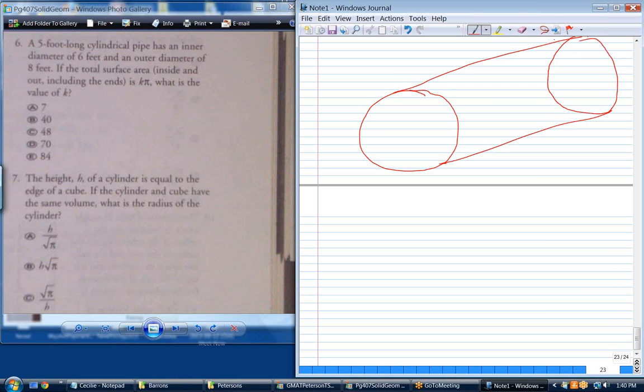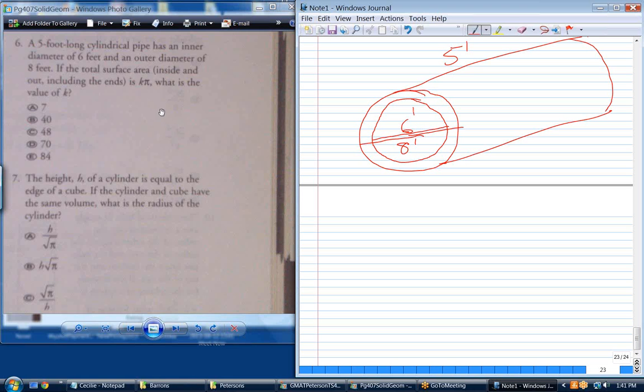Here's my cylindrical pipe. It has an outside radius and an inside radius. Okay, so imagine a piece of pipe. It's open to air here. First of all, this is 5 feet long, has an inside diameter of 6 feet, an outside diameter of 8 feet. So that's 8 feet, and that's 6 feet. So the long diameter is 8 and the other is 6. Right, so the radius is 4 versus 3.